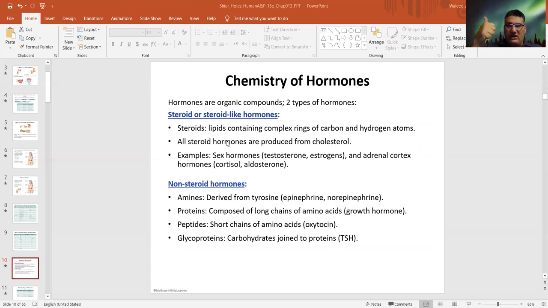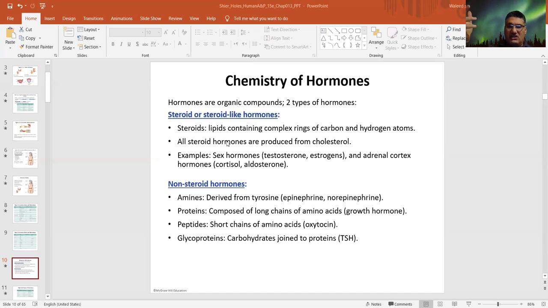If it is steroid in nature, if you still remember that the membrane of every single cell is two layers of phospholipid, so it contains lipid. So lipids interact with lipids. If this is a steroid hormone, it can cross the membrane and travel all the way to the nucleus, and it is going to order the nucleus, the DNA, to make what needs to be done.